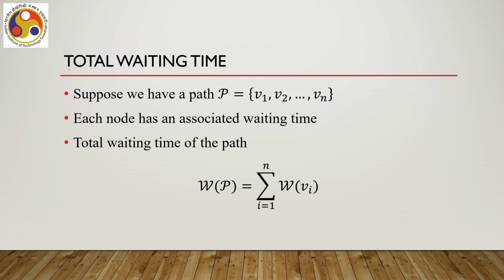Like total importance, we can also calculate total waiting time in a similar manner. Suppose we have a path P having all these vertices V1 to Vn, n nodes. Each node has an associated waiting time. Then total waiting time Wp equals the summation of individual waiting times for all the nodes i equal to 1 to n. It is again quite obvious, like the total importance calculated earlier.